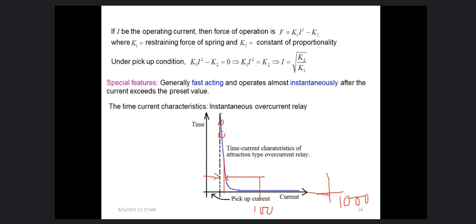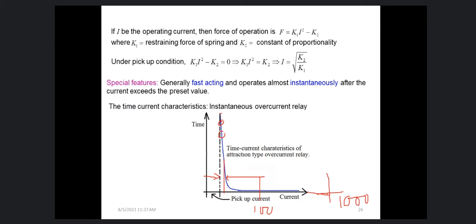Now sometimes it is required, especially for a transmission line, that for higher current it should trip faster, and for smaller current it will trip slower. Why trip slower? It will take a long time to trip because in the meantime, if the fault goes, then the trip is not required. That feature is not available in this attraction type overcurrent relay. That is available in the induction type overcurrent relay. That's why the induction type overcurrent relay has come.